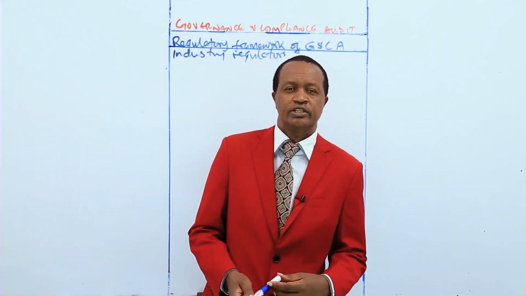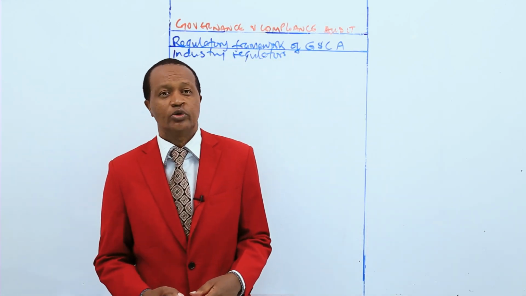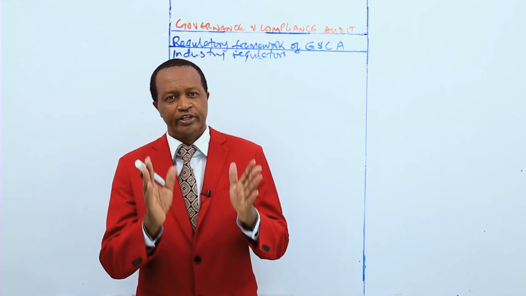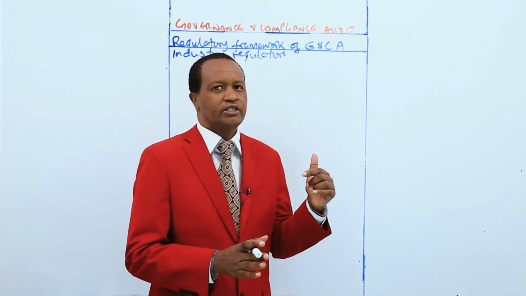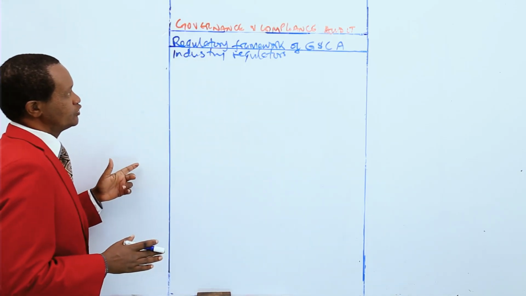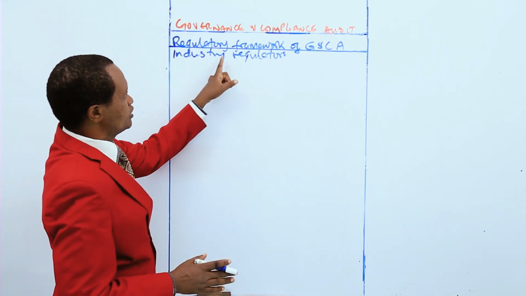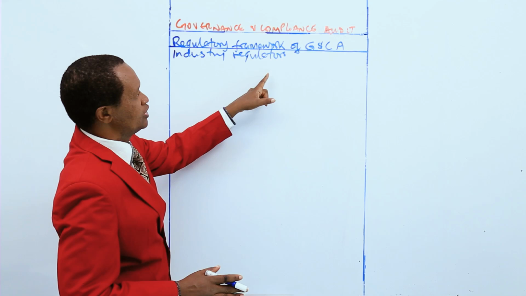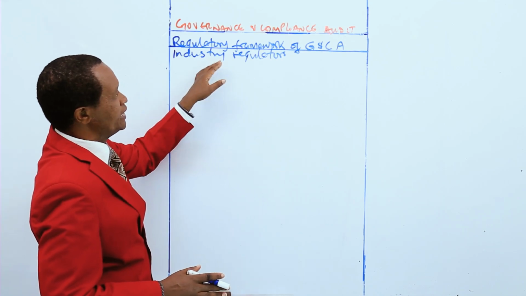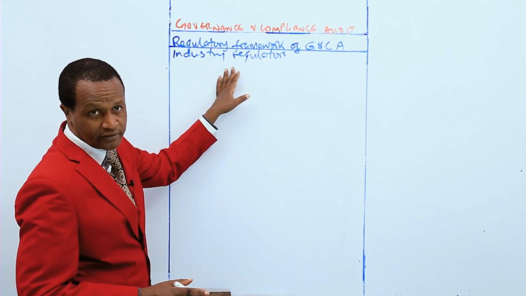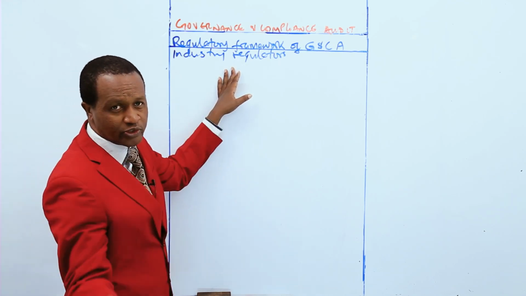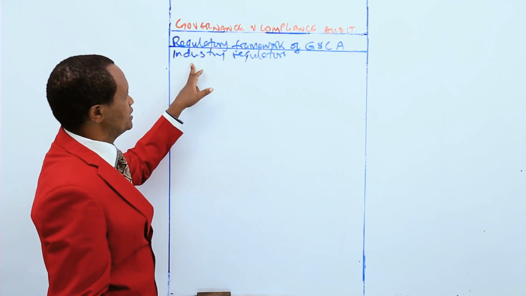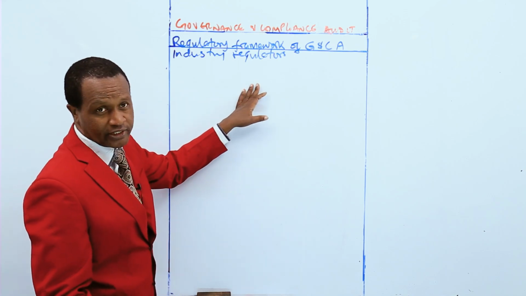Today we continue with the subject Governance and Compliance Audit. The lesson is Regulatory Framework of Governance and Compliance Audit and Industry Regulators. We're going to study the regulatory framework, then we'll also analyze industry regulators.